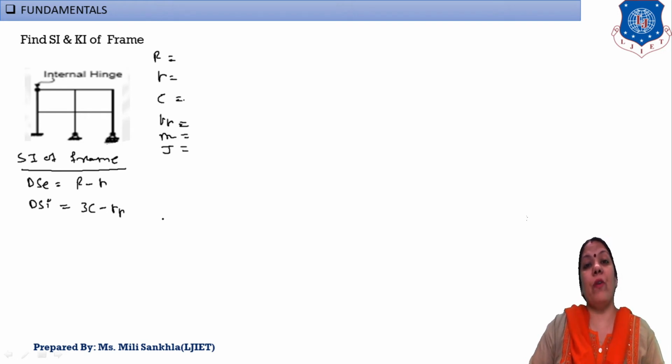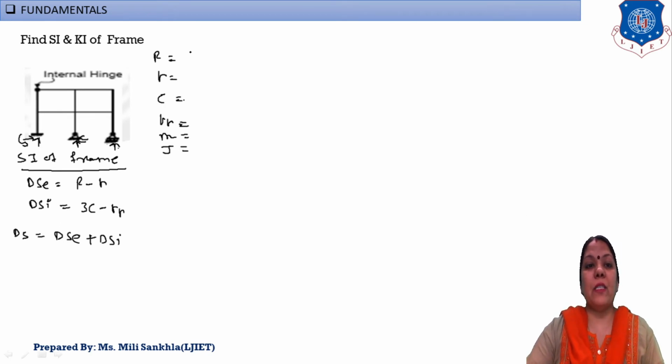So many unknown values we find out here, and our equation is ds is equal to dse plus dsi. Now one by one we find out the values. First of all, fixed support is given 1, 2, 3. Here hinge support is given 1, 2. Roller support is given 1. Look at this, 1, 2, 3, 4, 5 and 6. My capital R is equal to 6 and small r is equal to 3. Cell area, number of areas enclosed by members of the frame.